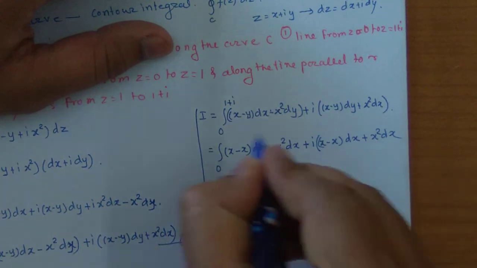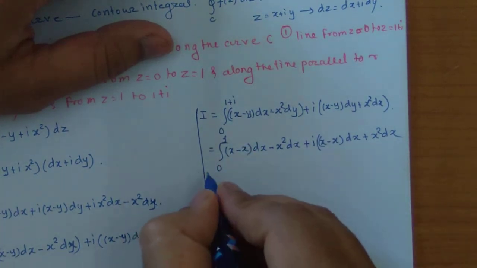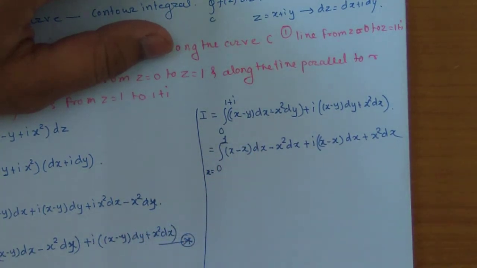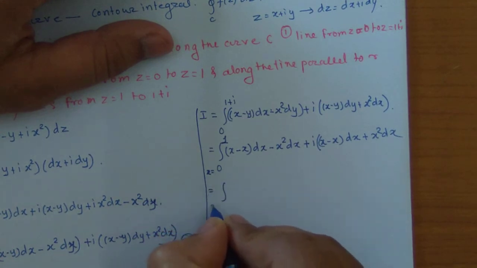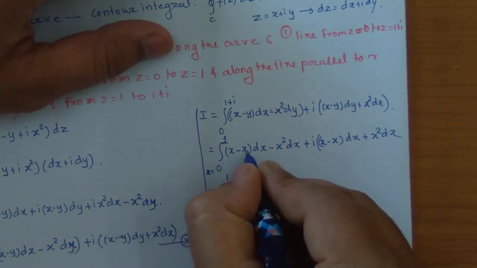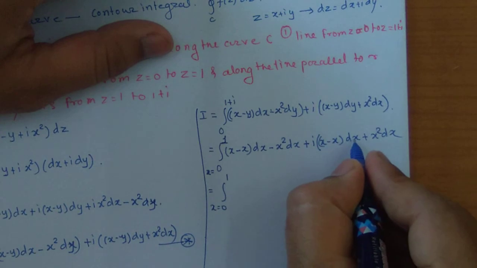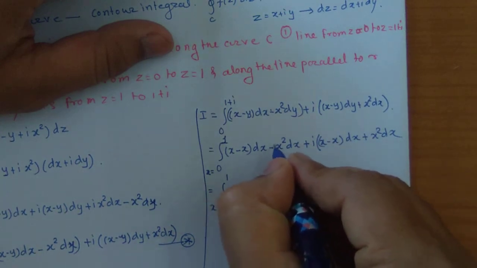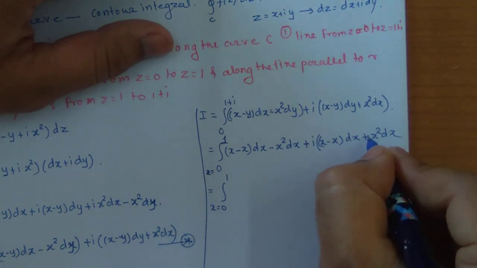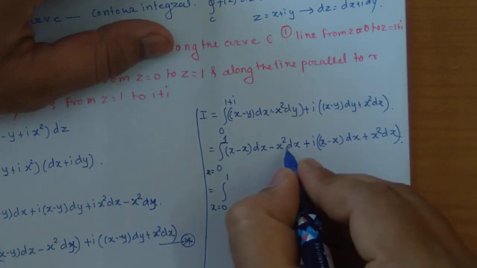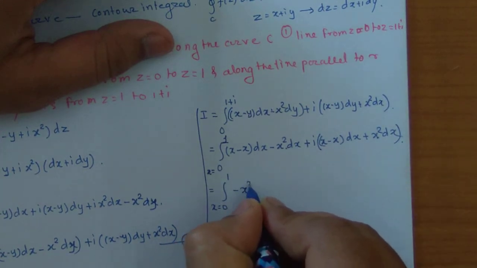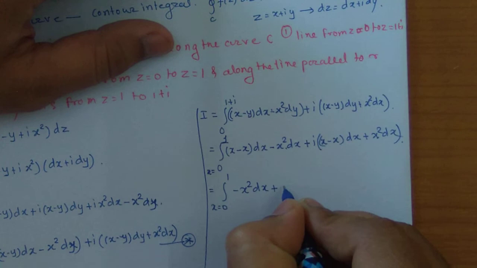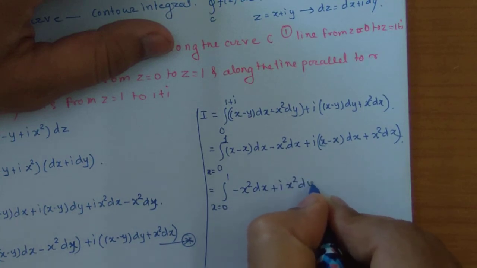And as everything is in terms of x, hence we are taking the limit as x goes from 0 to 1. So x minus x is 0, here x minus x is 0. Only this and this term will survive, that is minus x square dx plus i into x square dx.